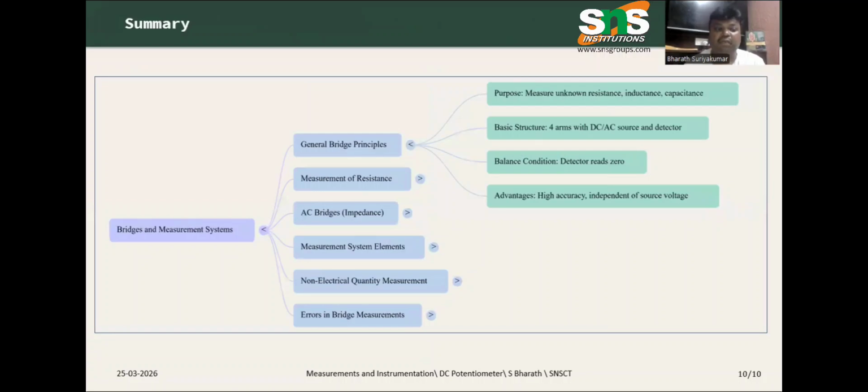So, in summary, we are just going to start the bridges. Before starting the bridges, we discussed the DC potentiometer: its working, why we go for DC potentiometers, the empathy part, the ideate part, what the different types available are, why we are choosing a simple DC potentiometer, and what the various applications of the potentiometer are. With this, we'll finish this video.